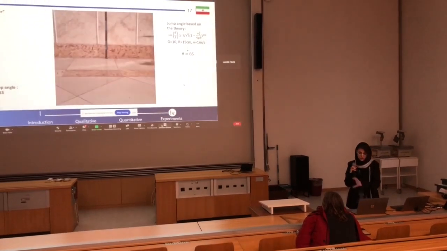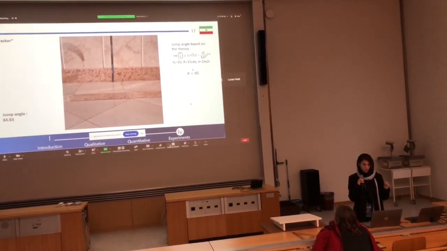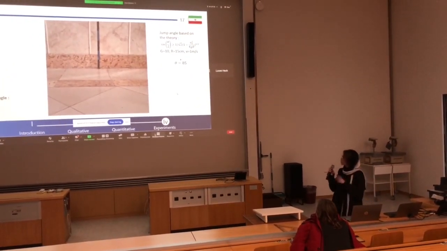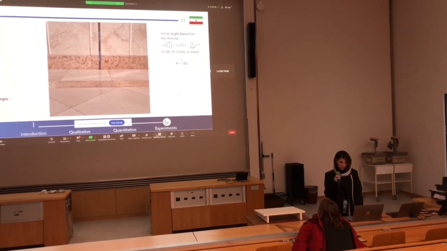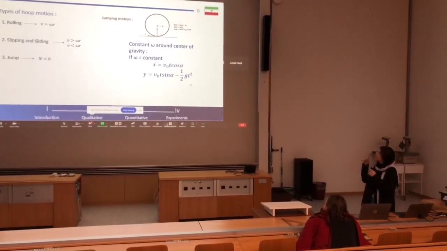Now, to see if our theory matches the experiment, this is the jump angle for the metal hoop, which is calculated with Tracker: 84.83 for the center of gravity.